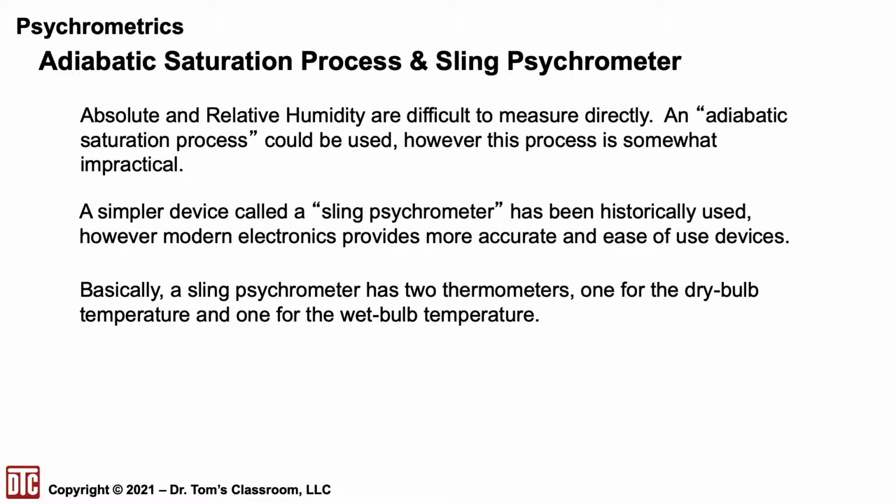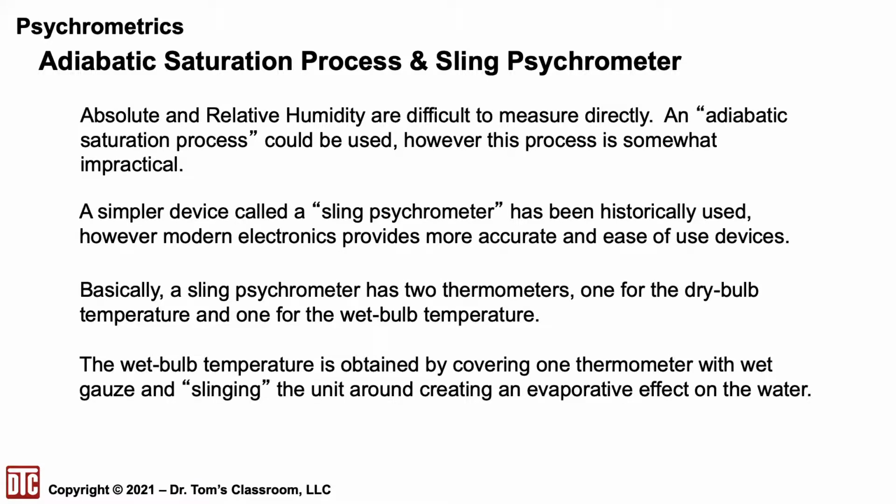And so at the end, after you've waved it around a minute or two, you read the two thermometers. The one that's dry is the dry bulb temperature. The one that is wet is, well, the wet bulb temperature. That's exactly where all this comes from. And so we sling it around and we create an evaporation effect on the water. And that's how we used to measure it.